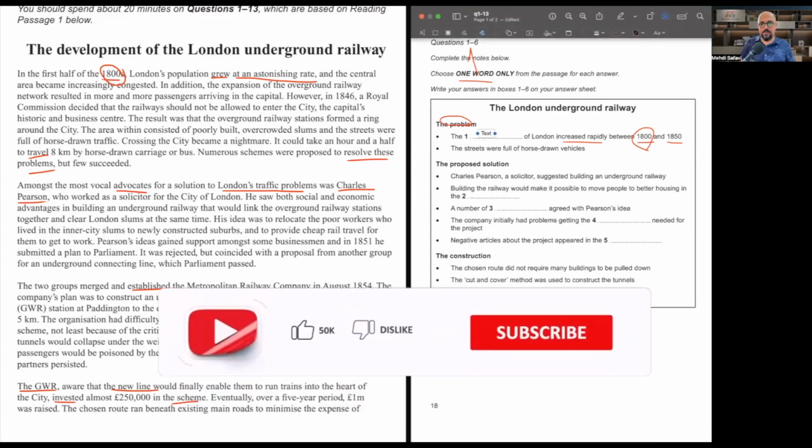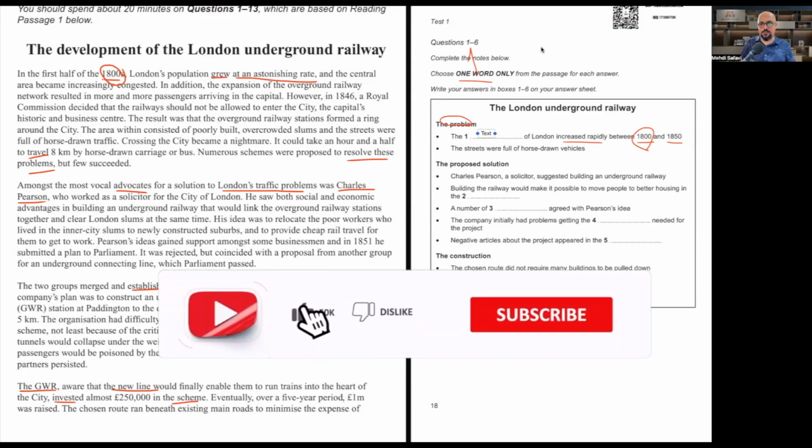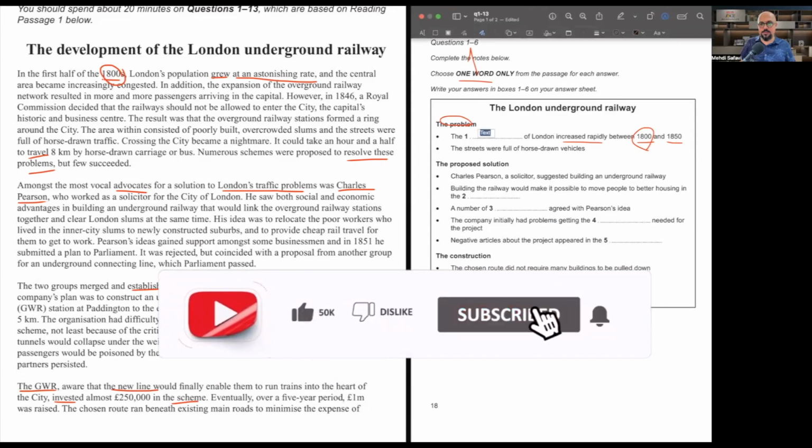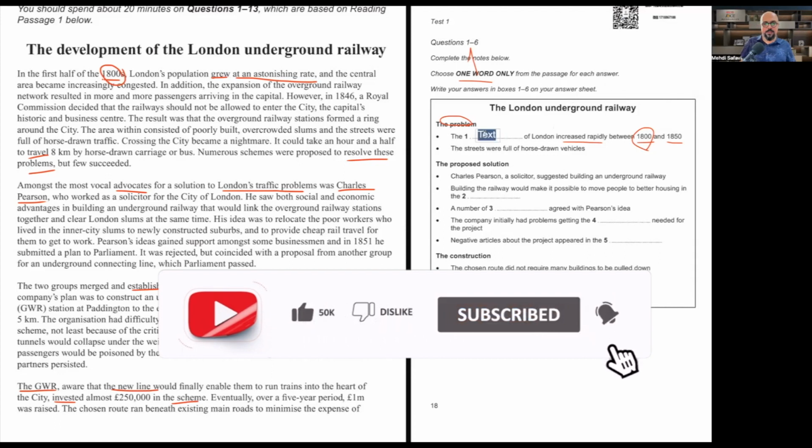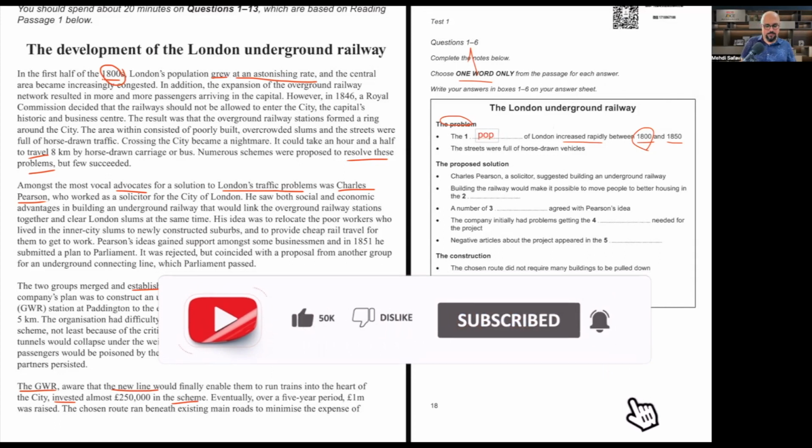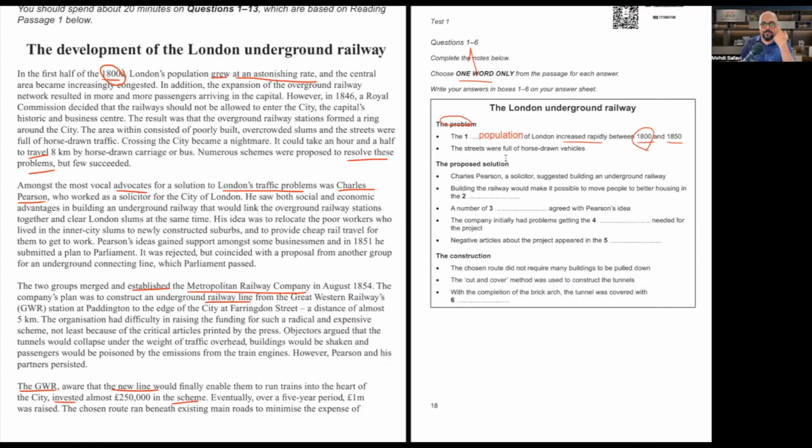Okay, let me change it to... wait a second. Okay, so the answer is population. Make sure to copy the word as is. Don't make any changes to it. This is not necessary for us to read, and we just jump to the next one, proposed solution.